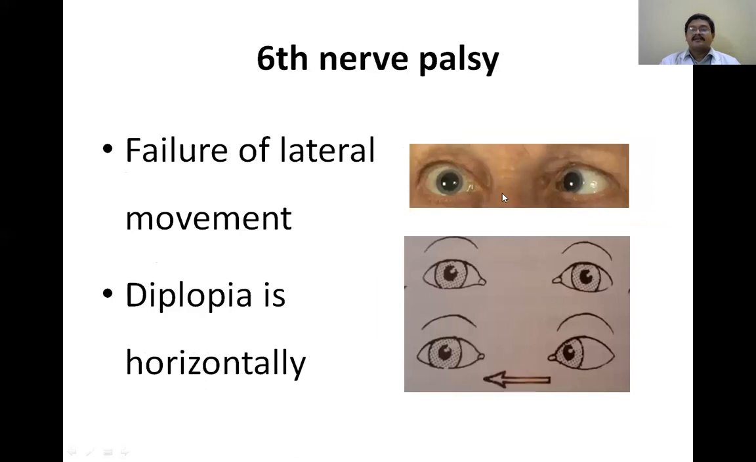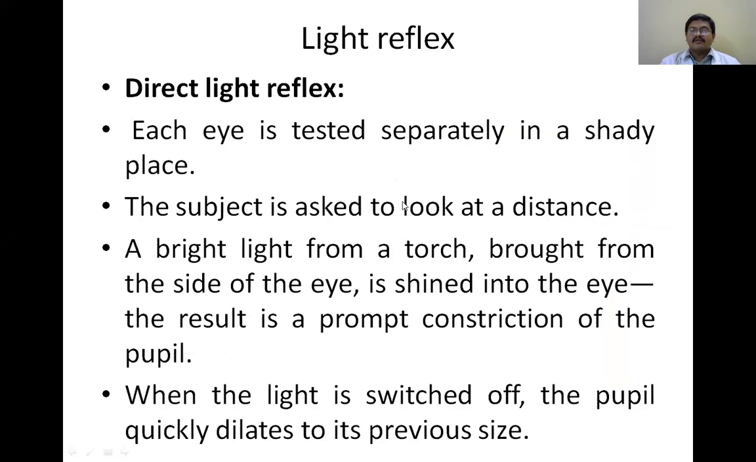In the sixth nerve palsy, when the lateral rectus is affected, there is failure of lateral movement. Here you don't see the abduction, and there is diplopia in the horizontal gaze. This eye is not moving laterally. Abduction is not present in the sixth nerve palsy.